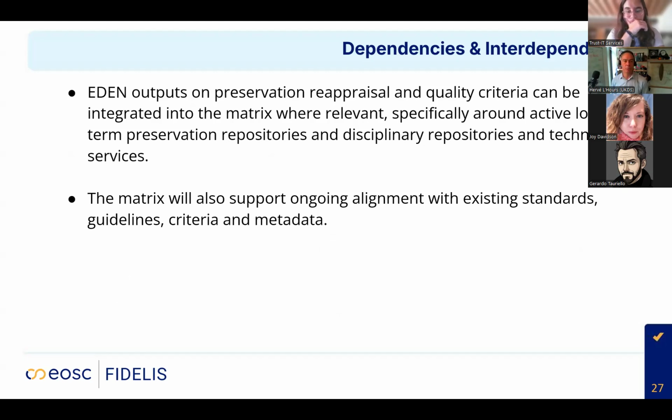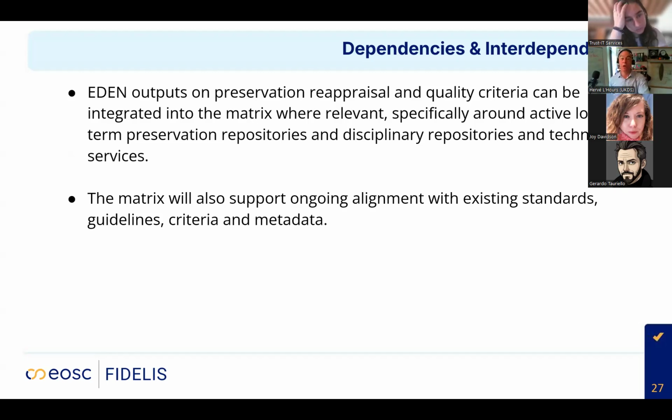The EDEN outputs on preservation, reappraisal, and quality criteria can all be integrated into the matrix at a more granular level where they're relevant. This will be specifically around active long-term preservation repositories and disciplinary repositories and technical services. But we also know that a lot of those things which will emerge from EDEN, understanding format challenges, updating ontologies, engaging with your user community, will be much more broadly applicable to a wide range of FIDELIS stakeholders. And the matrix will also support ongoing alignment with existing standards, guidelines, criteria, and metadata.